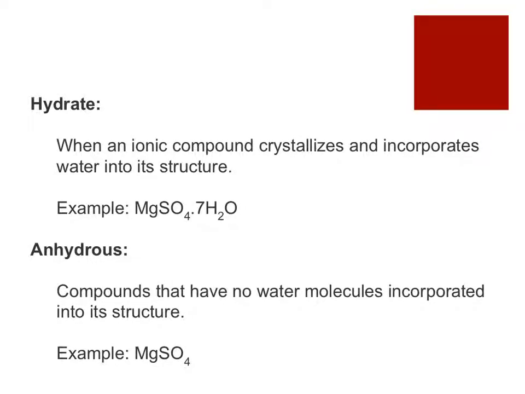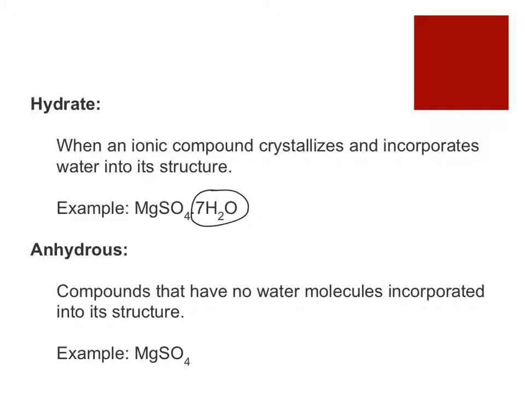In this video, we're going to look at hydrates. It's important to just redefine what a hydrate is versus an anhydrous compound. A hydrate is when an ionic compound crystallizes, it incorporates some water into its structure. For example, magnesium sulfate has 7 waters that are associated with it in its structure.